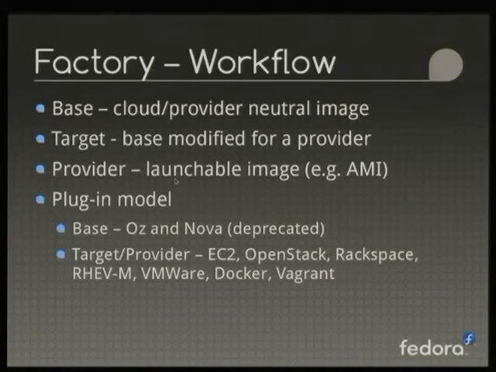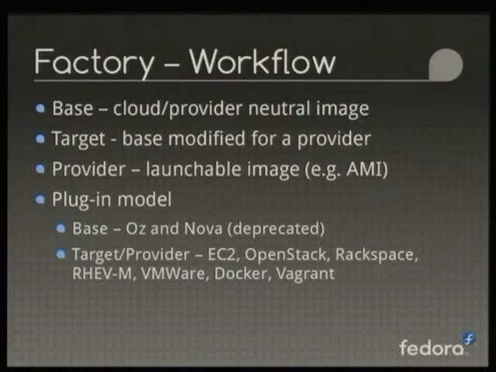All right, so let's talk about what Factory actually does. We conceived of Factory as having three primary artifacts. So we have base, target, and provider. A base image is the system image that you want to build in essentially a cloud or provider neutral format, right? So it's not necessarily been adapted to go in its final destination, but it has all of the things installed. It has the basic structure and format that you want. Now, in point of fact, the way we use it, it means that it's a KVM image on a server or a workstation somewhere that has all of the components you want, but it isn't necessarily ready to go in the final destination.